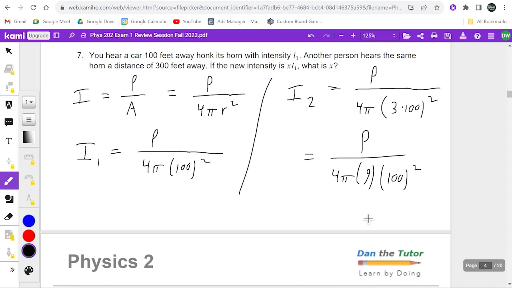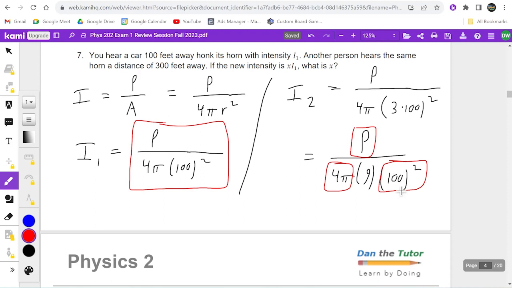Now, why didn't I square the 100 again? Because again, we're just going to play a game of comparison, spot the difference. Here was my original I1, and basically I have the p here, I have the 4 pi here, and I have the 100 squared here. The only thing that's different is the 9.